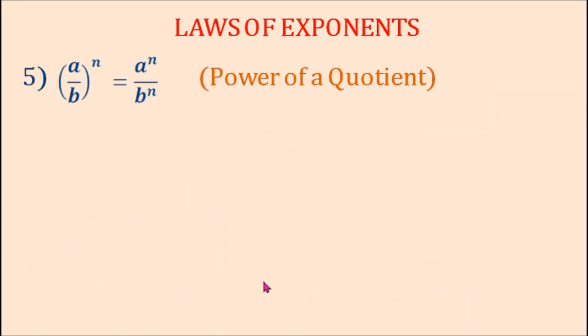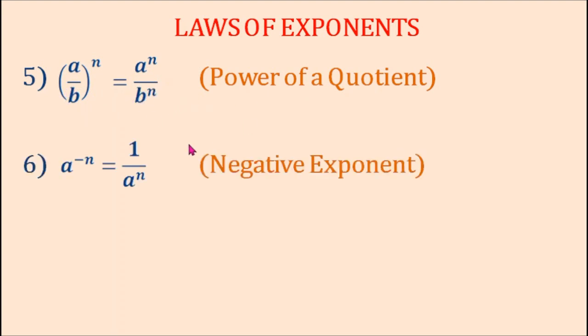Then number five, it's power of a quotient. So that's the quantity a divided by b to the power of n equals a to the n over b to the n. So this exponent n is the exponent of the numerator a and also the exponent of the denominator b.